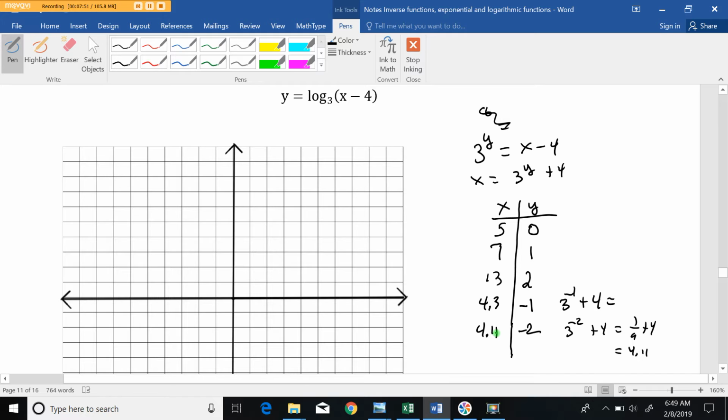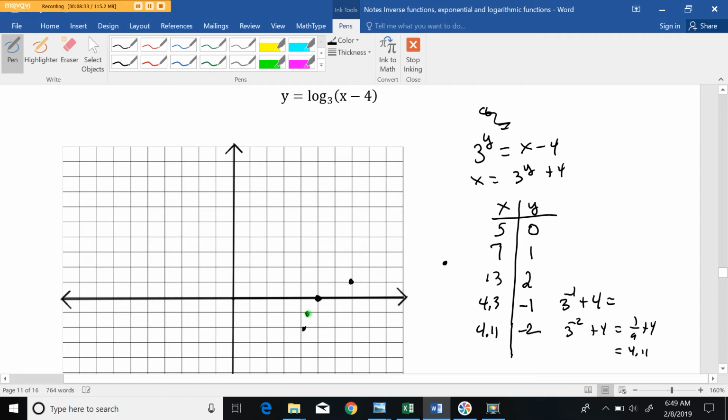All right, so let's start sketching our graph here. This thing goes through 5, 0. 1, 2, 3, 4, 5, 0. Goes through 7, 1, so 6, 7, 1. 13, 2 is, well, 7, 8, 9, 10, 11, 12, 13, 2. I guess I can get that on there. It's looking something like this. Okay. 4.3, minus 1. Right, 1, 2, 3, 4. 0.3 is a third of the way over, minus 1. 4.11, minus 2. Now 4.11 is really close to the axis, and then minus 2.